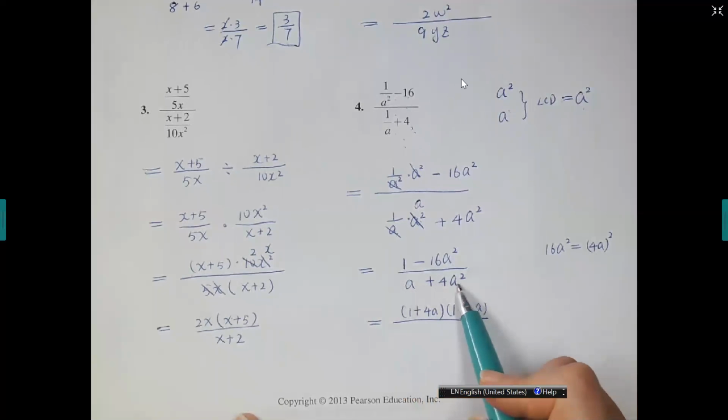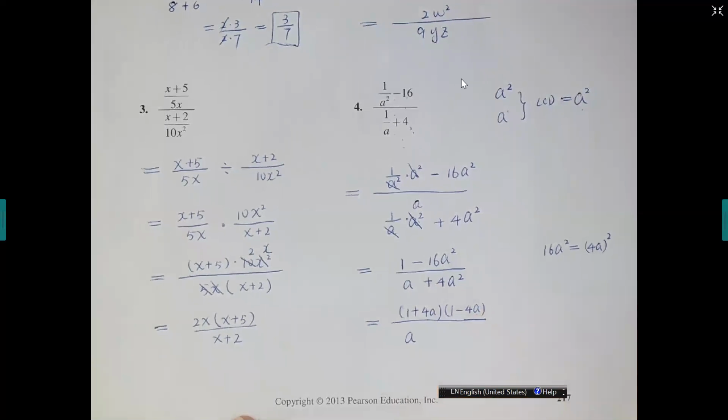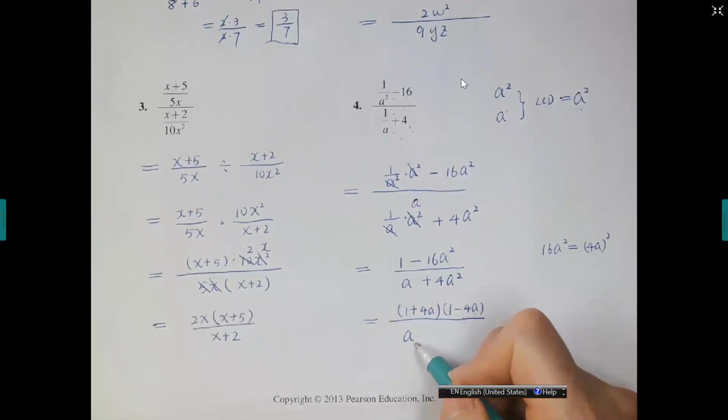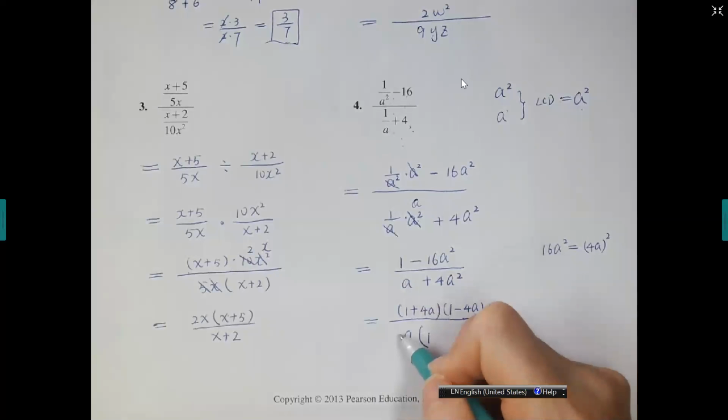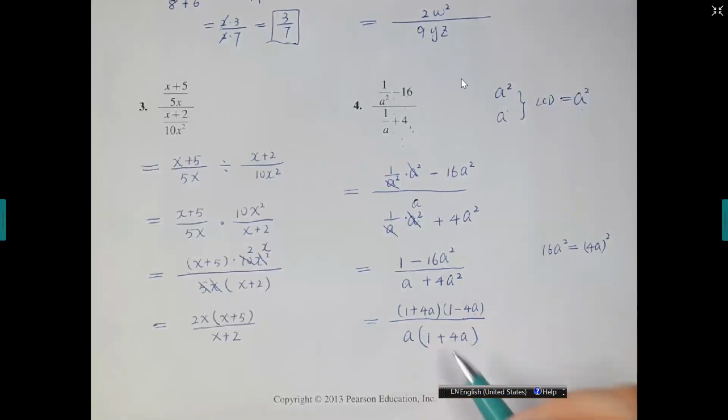a, 4a squared? Apparently, both of them have a. So a is a GCF. Then factor the GCF out, a divided by a, that's 1. 4a squared divided by a, we have 4a. So the leftover goes into the parentheses. I have 1 plus 4a. Now we compare the numerator and denominator. Do we see anything in common?